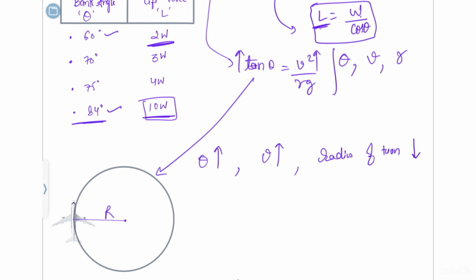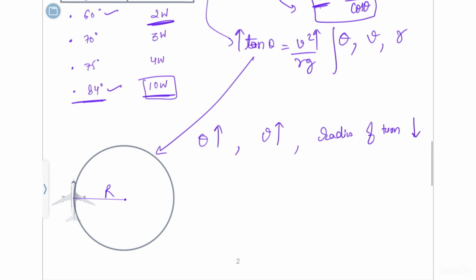So in case of a fighter, the velocity is very high and it can take a sharper, tighter turn, and the radius of turn is reduced. However, in a commercial flight, the bank angle is not much, the velocity is somewhere okay, and the radius can increase. So tan theta and the radius are inversely proportional to each other, and the velocity and theta are directly proportional. So all three should balance each other.